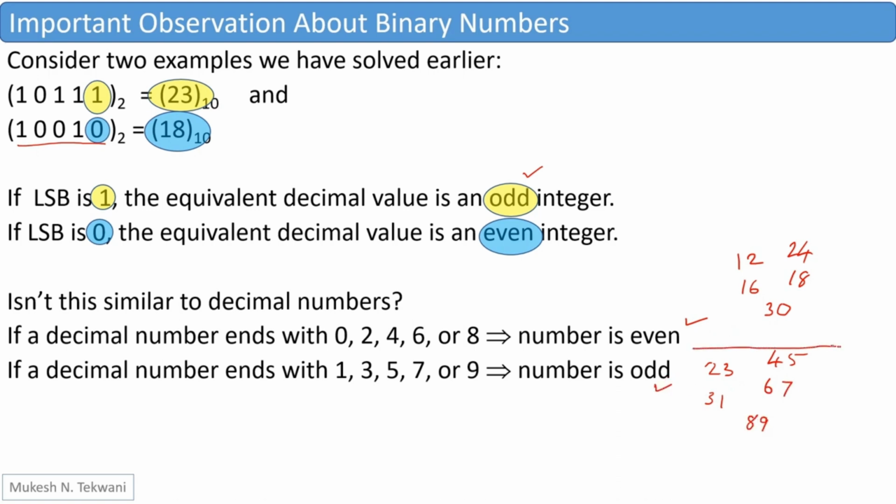So in a similar way, the important result is that for binary numbers in which the least significant bit is 1, we say that the equivalent decimal value will be an odd integer. And if the binary number has the least significant bit as 0, then we'll say that the equivalent decimal value is an even integer. Now this result is important, and it can sometimes be used to check our answer when we convert from binary to decimal or from decimal to binary.